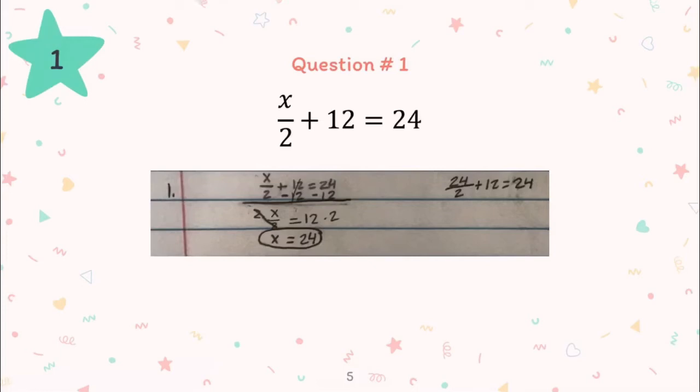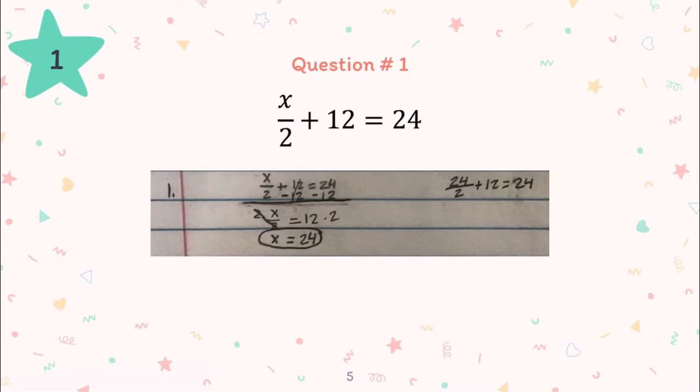So for this equation, which is x over 2 plus 12 equals 24, I did the inverse operation for 12. The opposite of addition is subtraction, so I did plus 12 minus 12, which the two symbols cancel each other out. So now I'm just left with x over 2 and 24 minus 12, because what you do on one side you do on the other side. So now x over 2 is equal to 12.